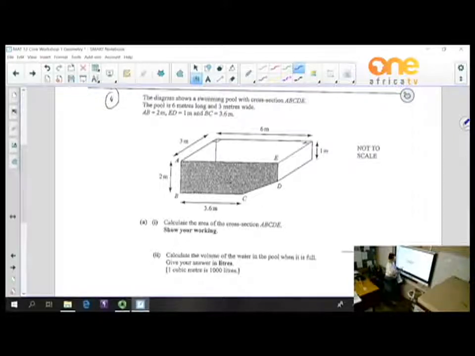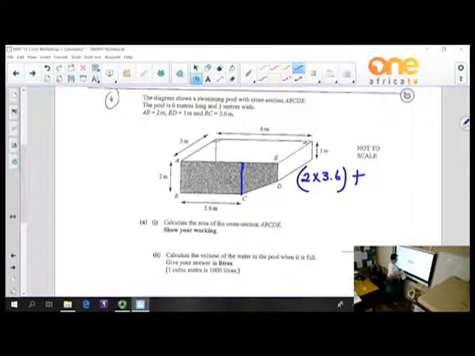We don't have a straightforward formula here, so we'll have to divide it into two areas. Here's a rectangle, and then this one is a trapezium. So the rectangle here will then be 2 times 3.6, but now we'll have to calculate the trapezium on this side here.